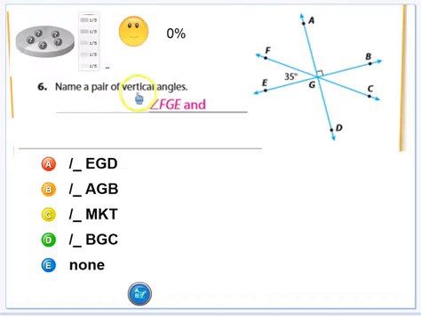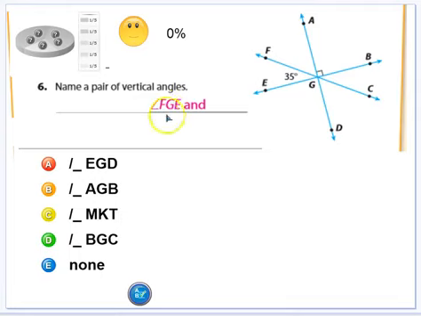Name a pair of vertical angles. So they specifically want you to use FGE. So I'm going FGE and vertical angles. Hopefully everybody remembers. Well, pause the video. Pause it. Do it. All right, you must have paused the video by now. I'm going to tell you the answer now. Well, I'm going to go over it.